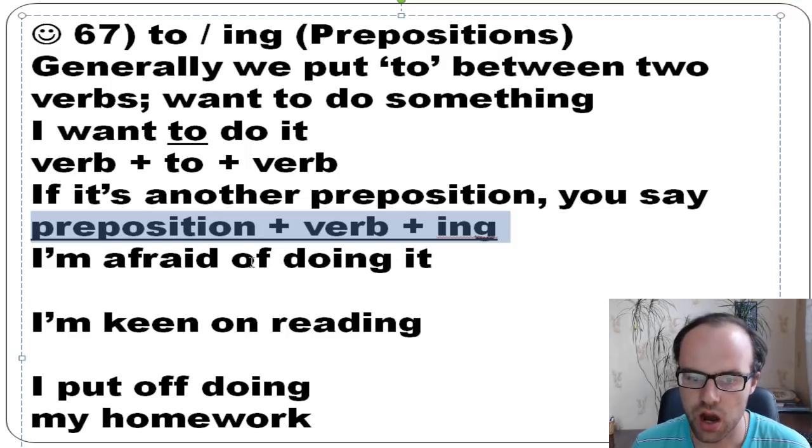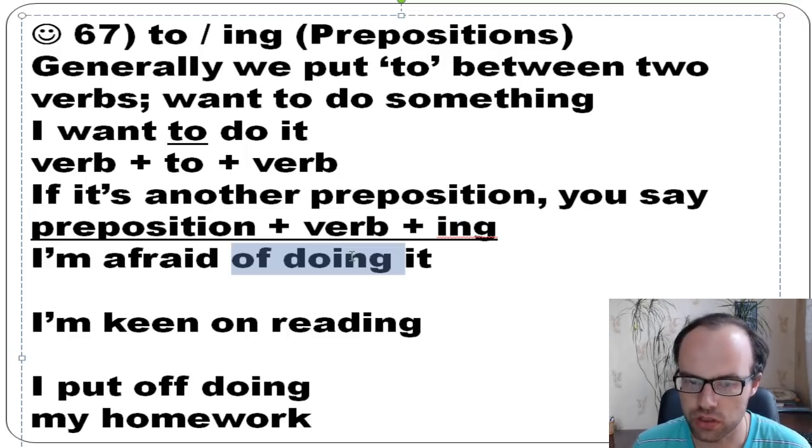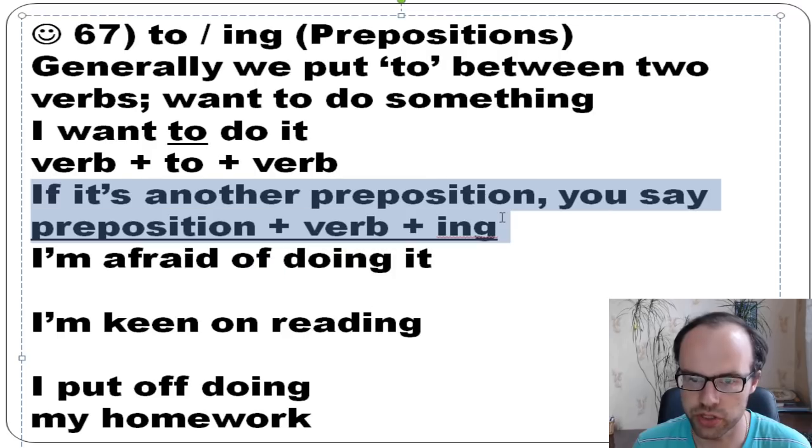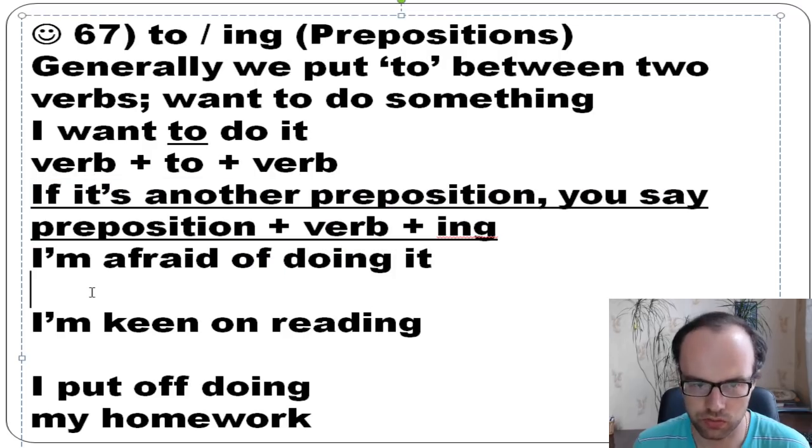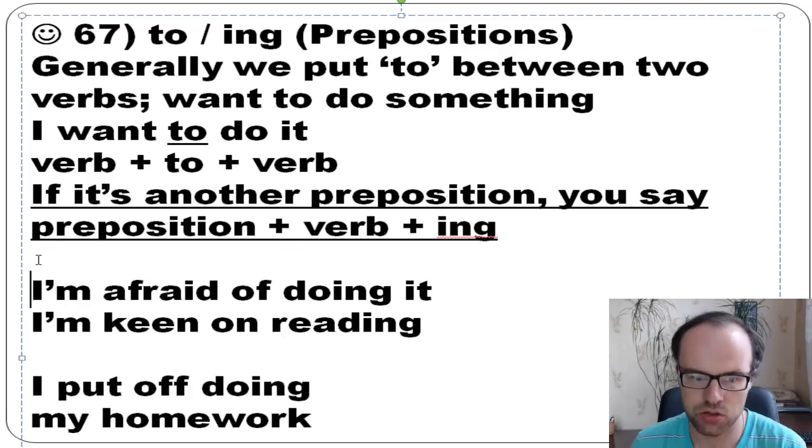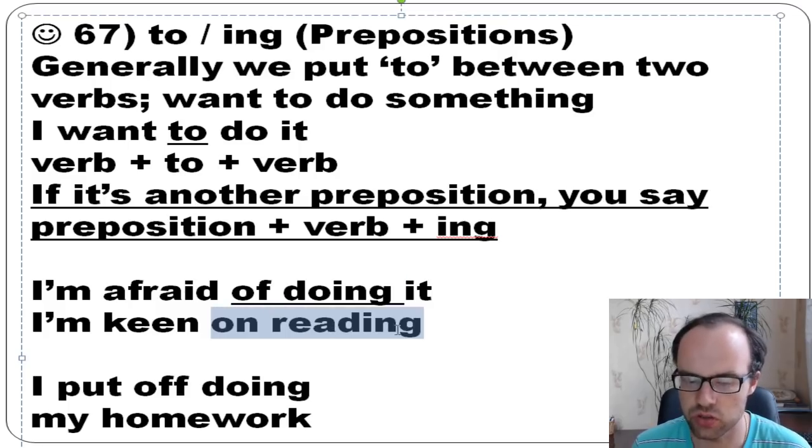Look, I'm afraid of doing it. So why do we use doing? Because it's another preposition, not to, and it's a rule. Please remember it. I'm afraid of doing it. I'm keen on reading it. Keen on means I really like it, I'm interested in it. So it's another preposition, not to, and we add ing on reading.